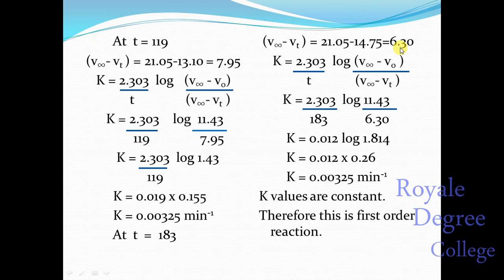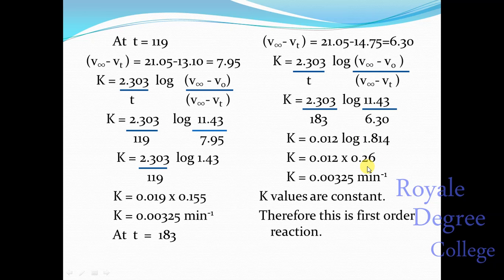Now we are substituting these values in this particular formula. In place of t, we are writing the time as 183. Now V infinity minus V naught value is 11.43, divided by V infinity minus Vt at the time 183, which is 6.30. First of all, we are dividing 2.303 divided by 183. We will get the value as 0.012. Then we are dividing 11.43 divided by 6.30, and we will get 1.814. Now the log of 1.814 is 0.26.